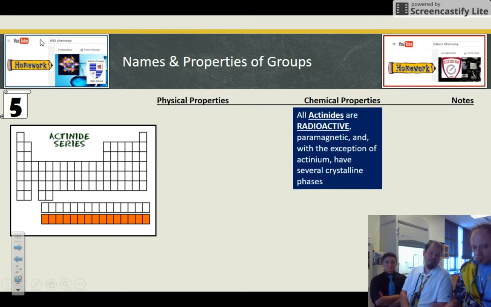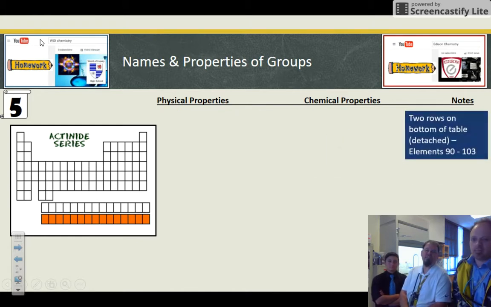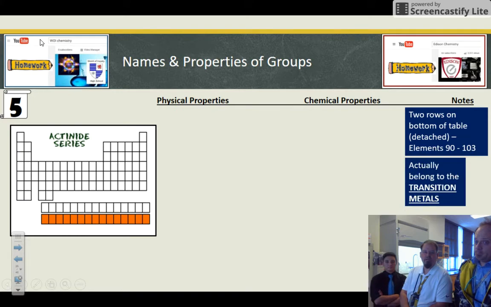Here's the big boogeyman: radioactive. Plutonium and uranium are there. They are paramagnetic and have very weird different crystalline phases. I'm kind of going through this one fast because guess what? They don't matter that much. We're not here very often; we stay in the other groups a lot more. So again, they actually belong to the transition metals, so note that.